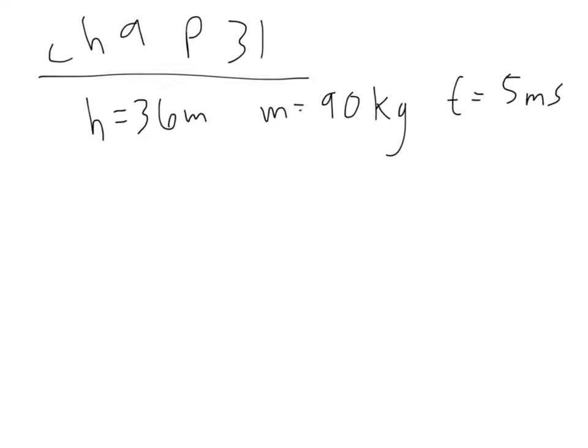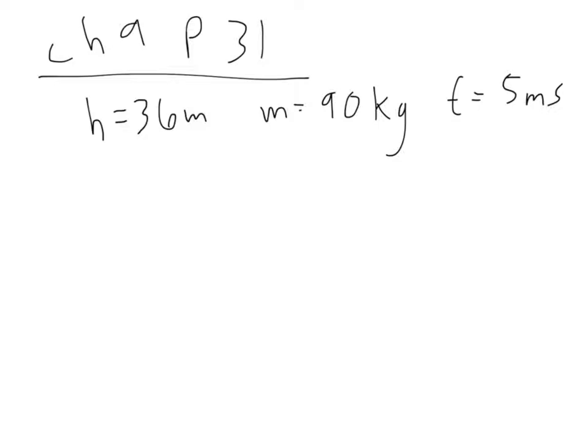This is Chapter 9, Problem 31. In this problem we have a person who has a mass of 90 kilograms in an elevator that's falling 36 meters, and we're going to calculate some things like the change in momentum and the force exerted on the person as they land if that impact lasts 5 milliseconds.